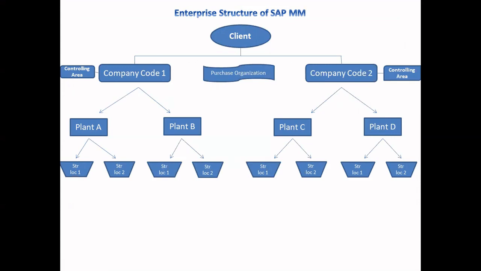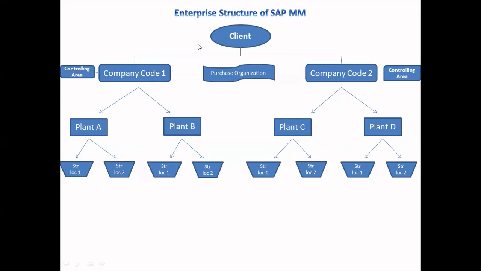In this structure, we also have other entities like the controlling area and a purchasing organization. So in this structure, what are the entities we define? From the MM perspective, we define the purchasing organization, plant, and storage location. These are the entities we will create in the SAP system. But why am I showing you the client, company, and controlling area? We are not defining those in the SAP system here, because without those entities we can't assign the plant to the company code. That is the reason we need to show this.